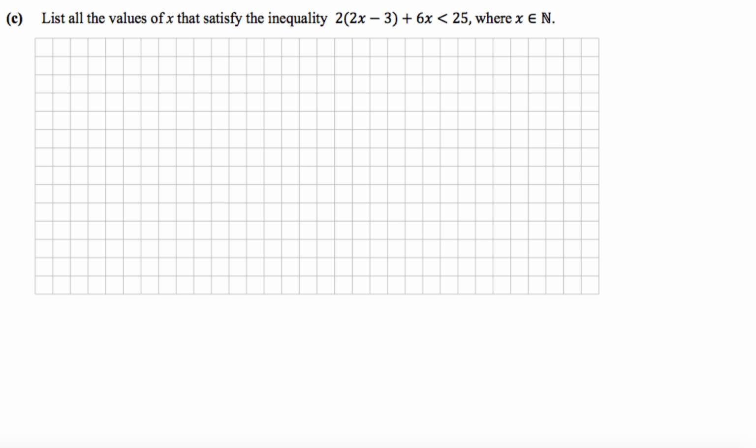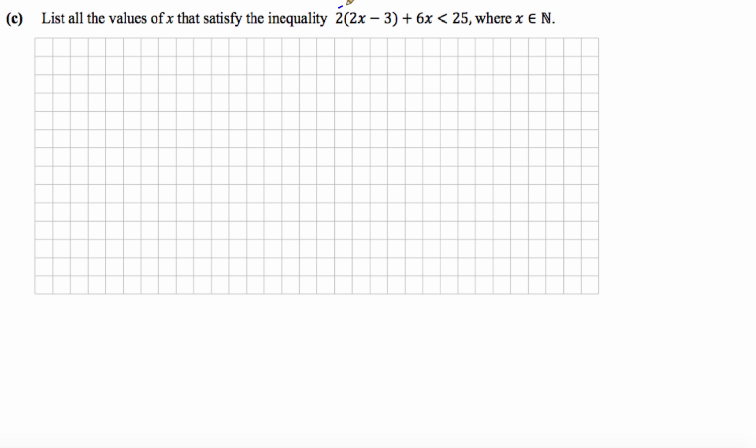Okay, and finally part C. It says list all the values of x that satisfy the inequality 2 bracket 2x minus 3 plus 6x is less than 25, where x is an element of the set of natural numbers. So the natural numbers are the counting numbers beginning at 1, whole numbers 1, 2, 3, 4, and so on.